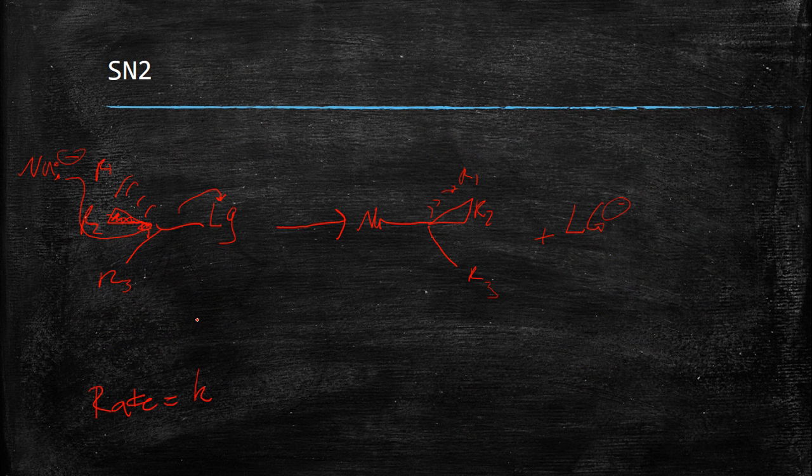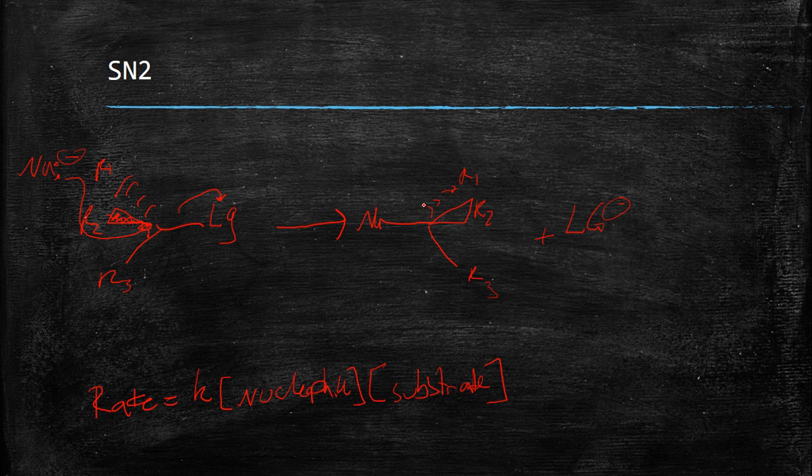Now let's jump into the SN2 reaction pathway. The SN2 pathway occurs in a concerted step, and it involves both the nucleophile and the substrate. As such, the rate can be written as rate equals k times the concentration of the nucleophile times the concentration of the substrate. This happens all in one step. The nucleophile comes in, attacks, the leaving group leaves, and then we've got the product over here.